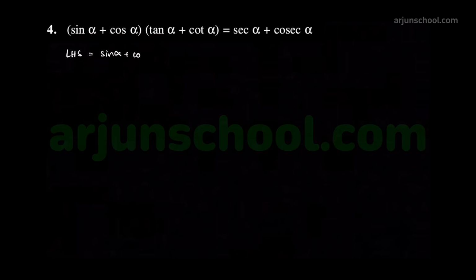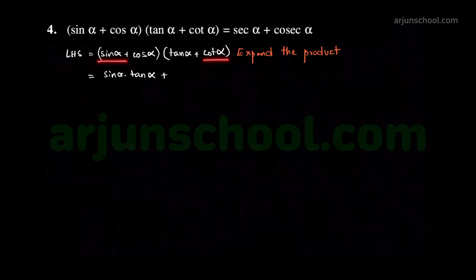LHS is equal to (sin alpha + cos alpha)(tan alpha + cot alpha). Let us expand the product. First one is sin alpha into tan alpha, plus sin alpha into cot alpha, plus cos alpha into tan alpha, plus cos alpha into cot alpha.